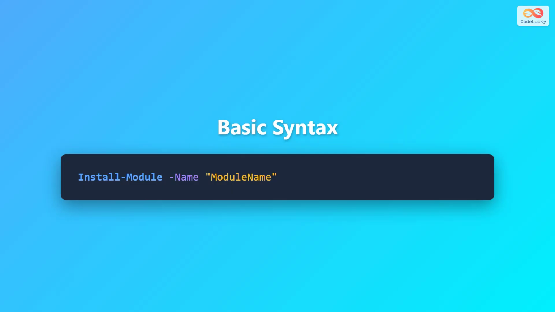The basic syntax for installing a module is very simple. You use the Install-Module cmdlet followed by the -Name parameter and the name of the module in quotes. For example, Install-Module -Name "ModuleName". This is the simplest form of the command. When you run this, PowerShell will connect to the PowerShell Gallery, find the module you specified, and install it on your system.